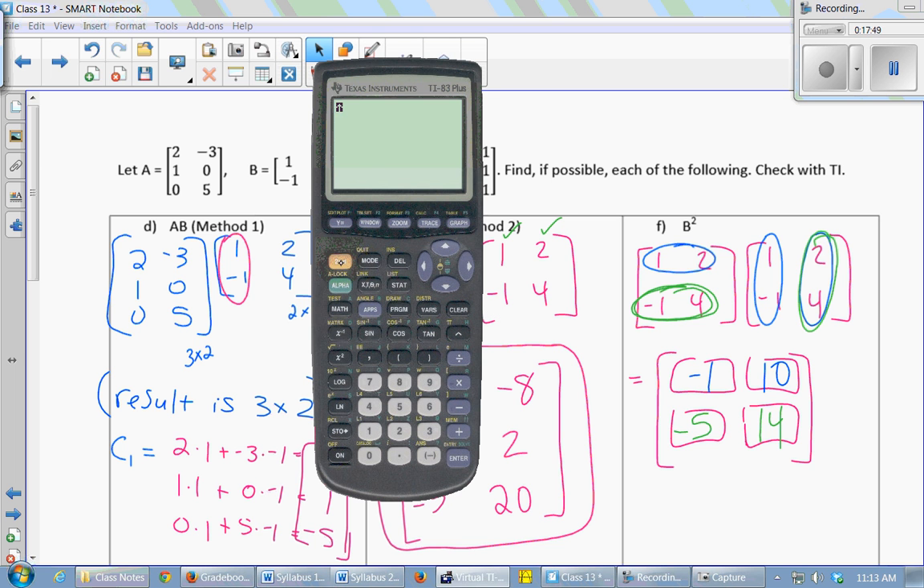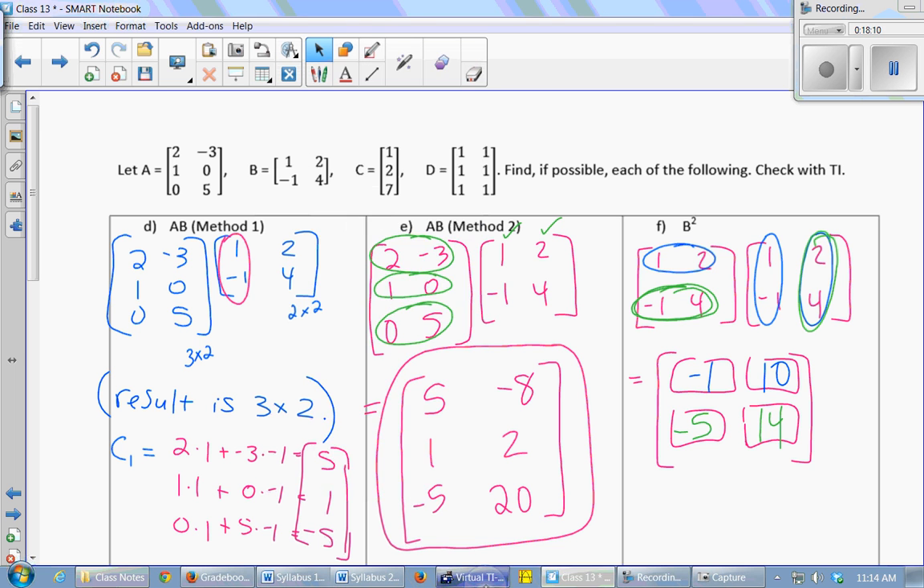So let's see, matrix B, I think I already have it in there. Oops. So I just have to hit matrix B, and I can just press squared. Your calculator knows what that means. And -1, -5, 10, 14. Got it.